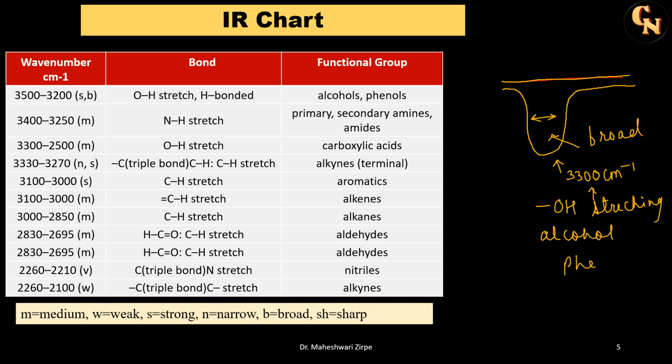Similarly, phenol also contains an OH bond. So out of these two, this peak will indicate which one. Okay, so these are the small clues you will get after reading the IR spectra.